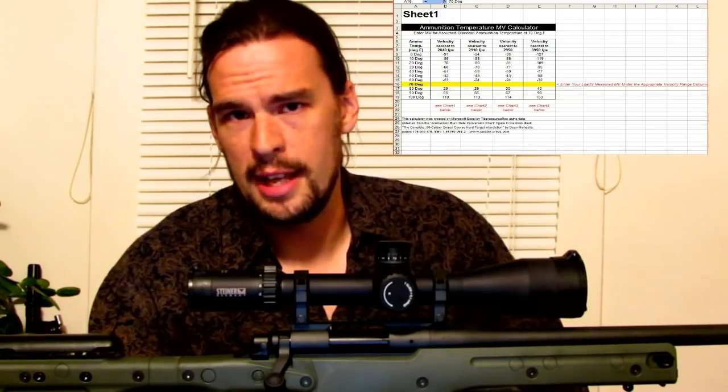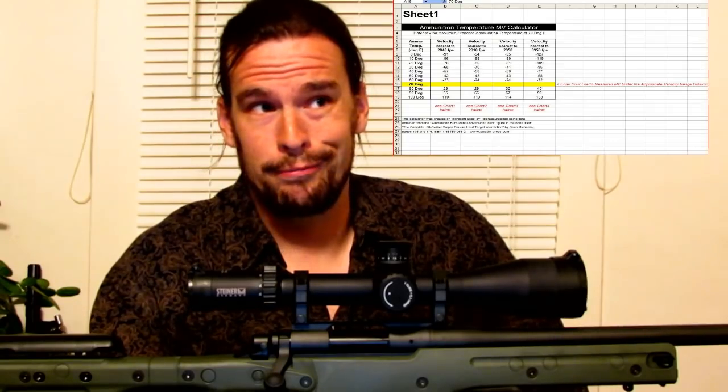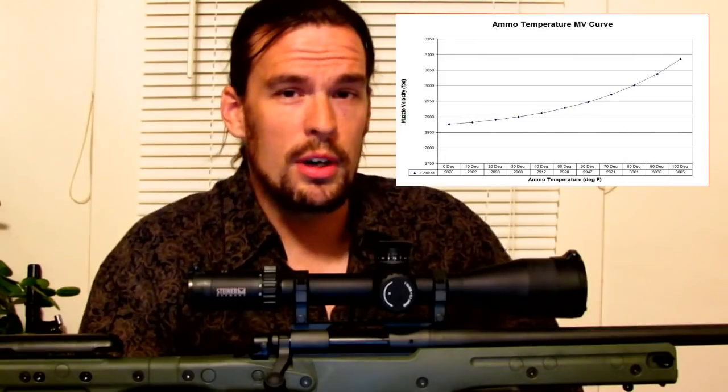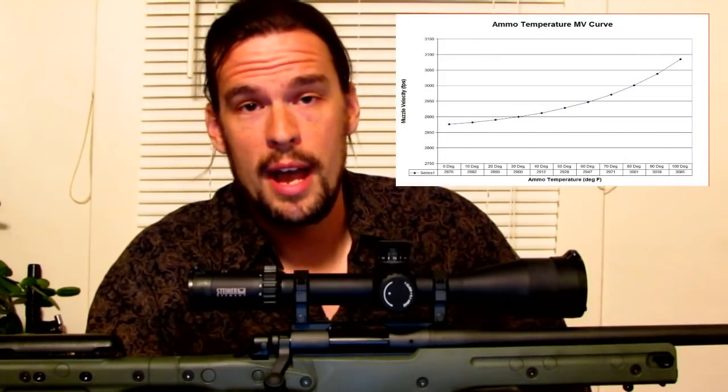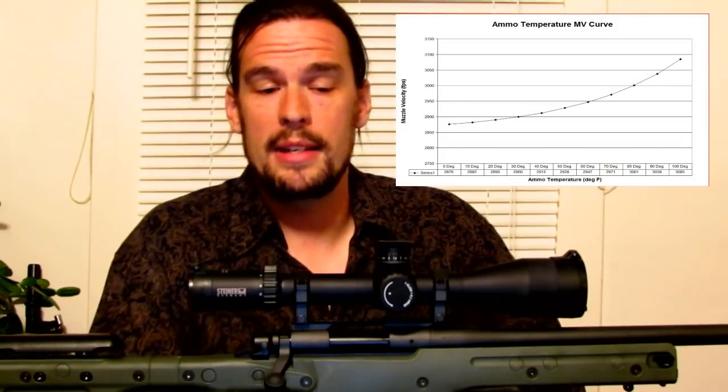Just because you verified your velocity when you were doing your load development doesn't mean that it's going to be that same velocity when you go out in the field under different conditions. The velocity of cartridges does change considerably. And if you plot it out on a curve, certain factors like ammunition temperature can cause your muzzle velocity to actually change by over 100 or 200 feet per second from 0 degrees Fahrenheit to 100 degrees Fahrenheit. So if you're operating in extreme conditions, it's something you definitely want to pay attention to.